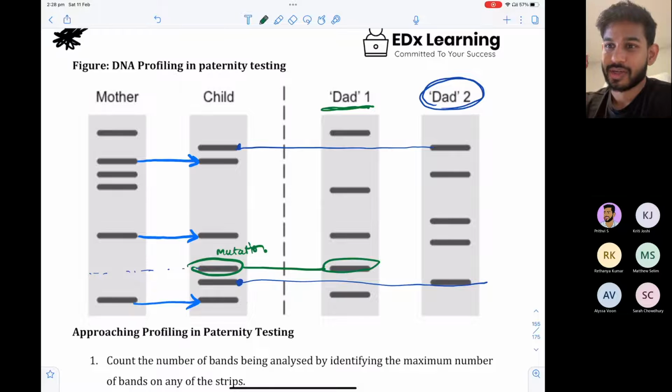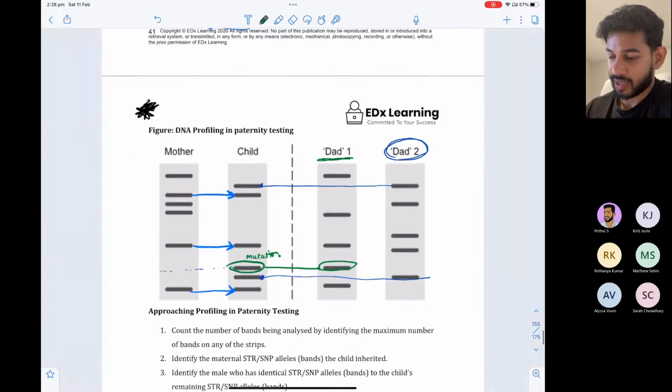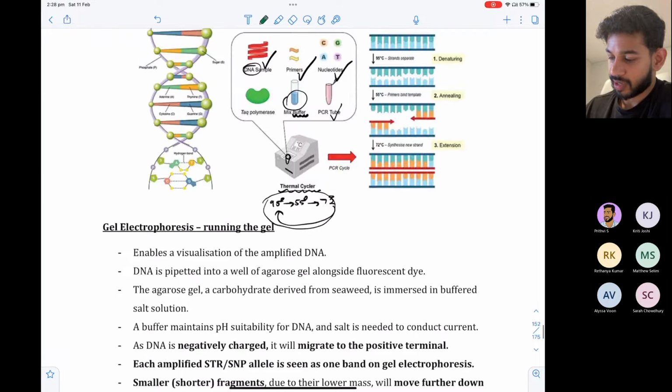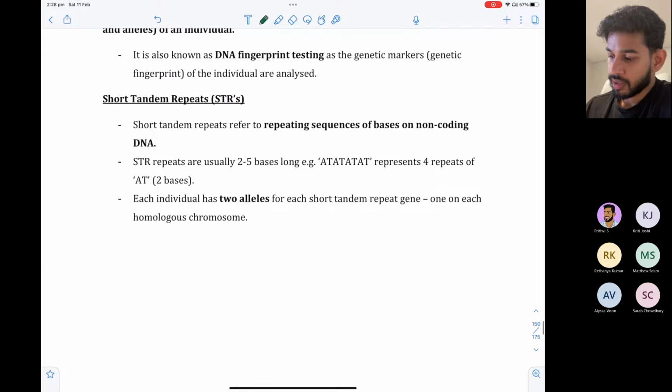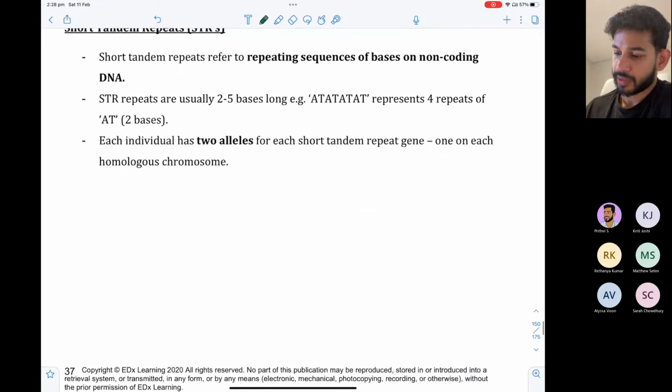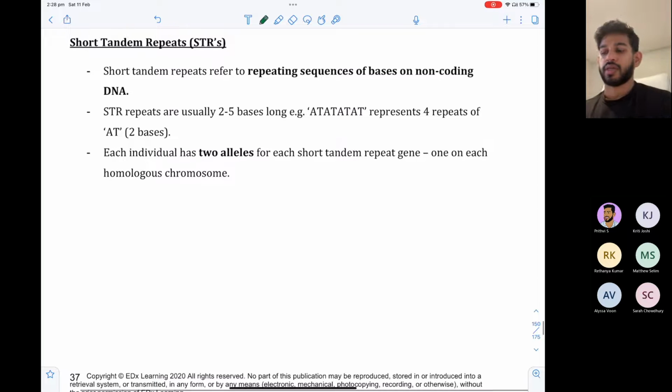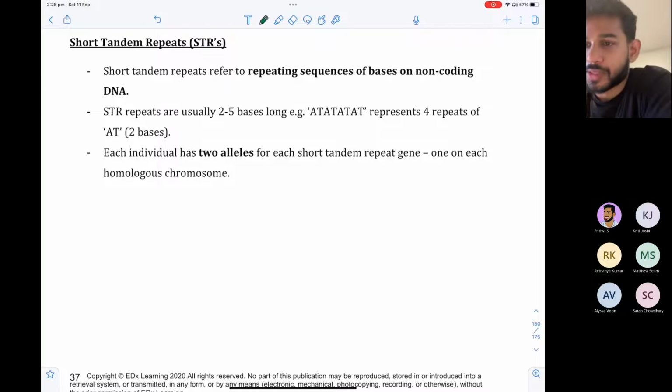So good. All right, let's talk about short tandem repeats, this other genetic marker. For that, I think the notes that I wrote for short tandem repeats are up here. Okay. So guys, short tandem repeats or STRs, who's heard of them before? Can you hit the raise hand icon? Anyone heard of short tandem repeats?